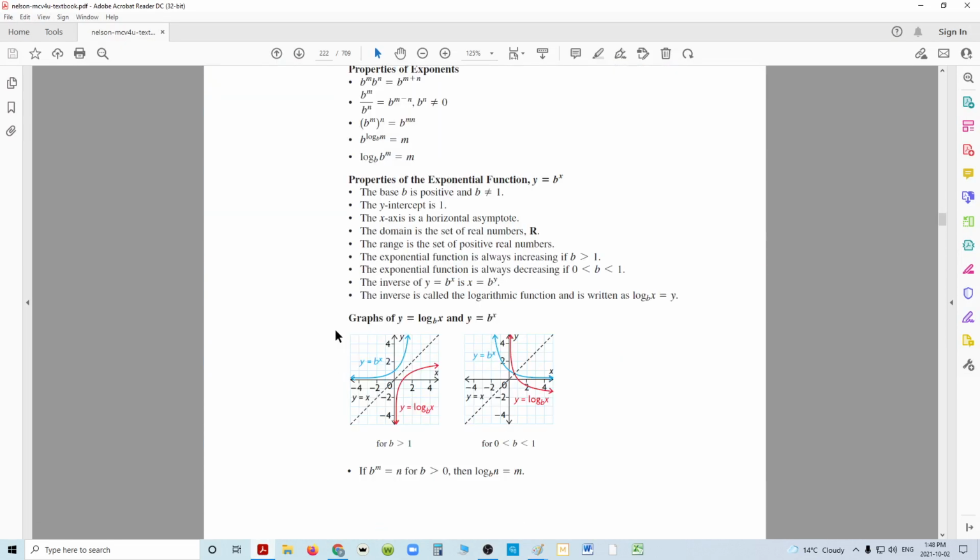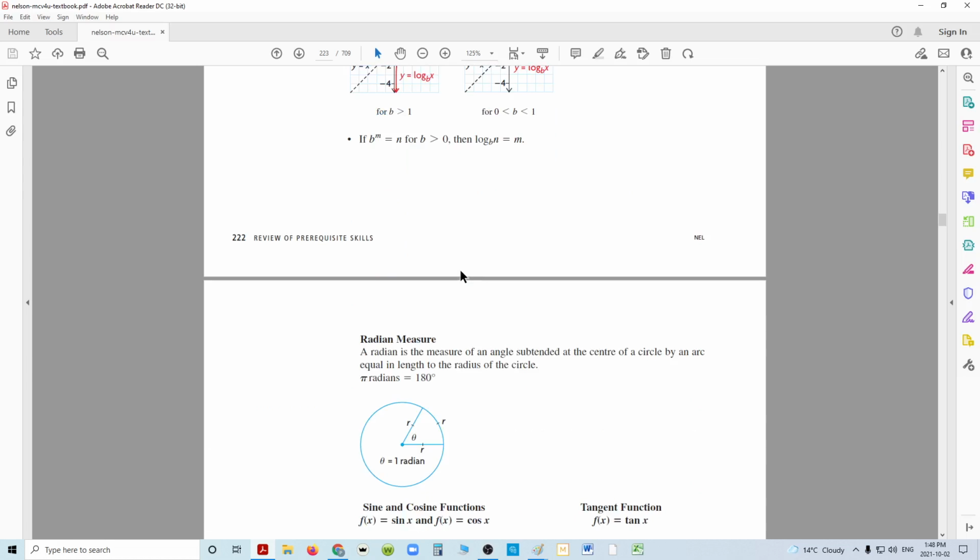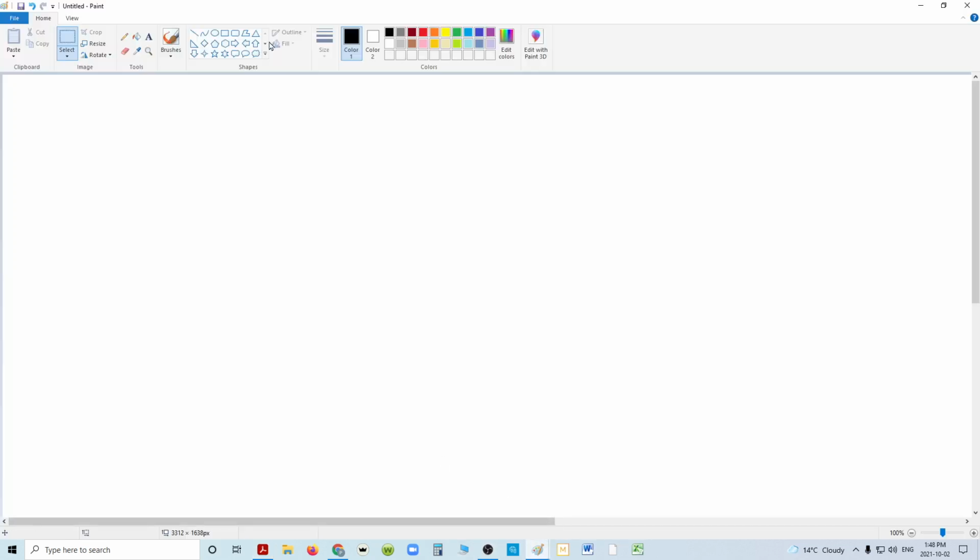They're going to go through some basic skills, but they also want you to remember the properties of an exponential function. That's important. And various truths. So, for instance, when b to the m is equal to n, it's the same as saying log base b of n is equal to m. What the hell does that mean? Well, that means you want to understand what a log is. And a log is the reciprocal of an exponent.